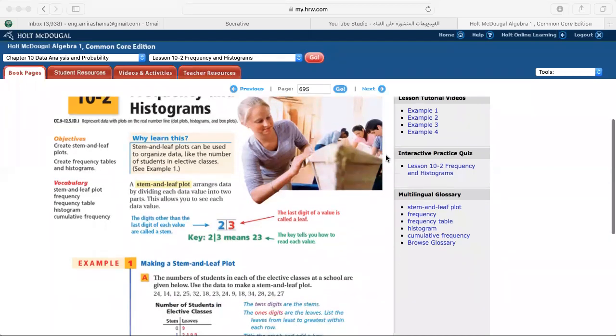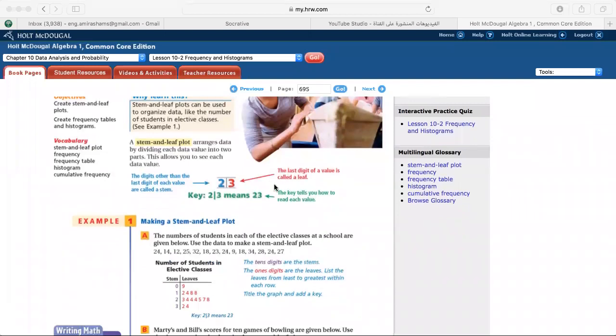Stem and leaf arranges data by dividing each data value into 2 parts. This allows you to see each data value. The last digit of a value is called a leaf. The digits other than the last digit of each value are called a stem. So only the last digit I put in the leaf. If I have a 2-digit number, I put the ones in the leaf and the tens in the stem. If I have a 3-digit number, I will put the ones digit in the leaf and the tens and the hundreds in the stem. So whatever the digits I have in a number, I will put the last one in the leaf and the rest of the digits in the stem.